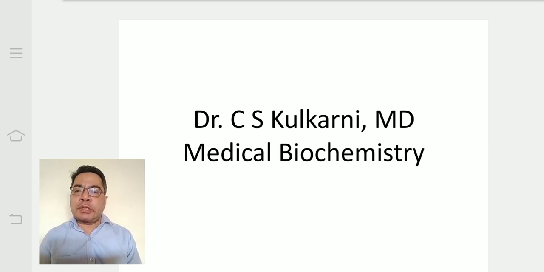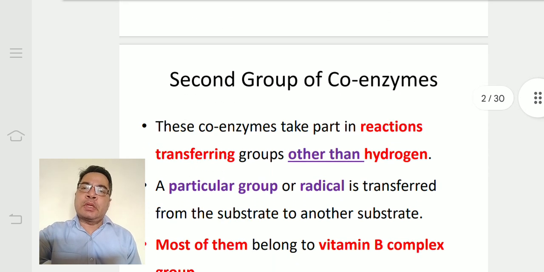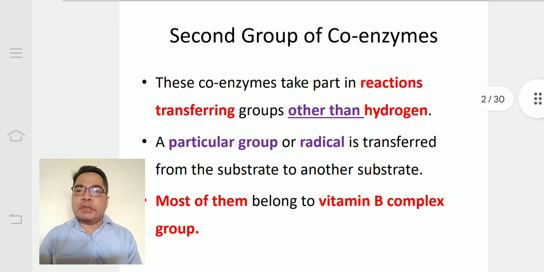In the last session, we dealt with proteomics and enzymes. In today's session, we will deal with the second group of coenzymes. These coenzymes take part in reactions other than hydrogen transfer, transferring groups. The particular group or radical is transferred from one substrate to another substrate. Most of them belong to the vitamin B complex group.